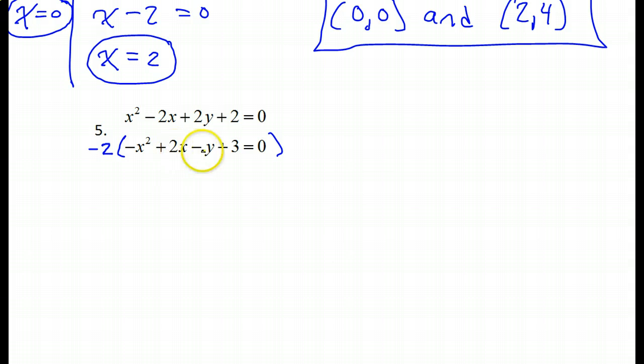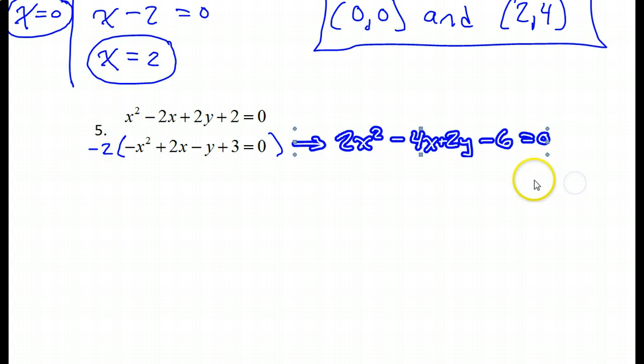And what that's going to do is give me a positive 2y right here. So this is going to become positive 2x squared minus 4x, and then I'll have positive 2y, and I will have negative 6 equals 0. Alright, watch what happens now if I set these equal to each other.